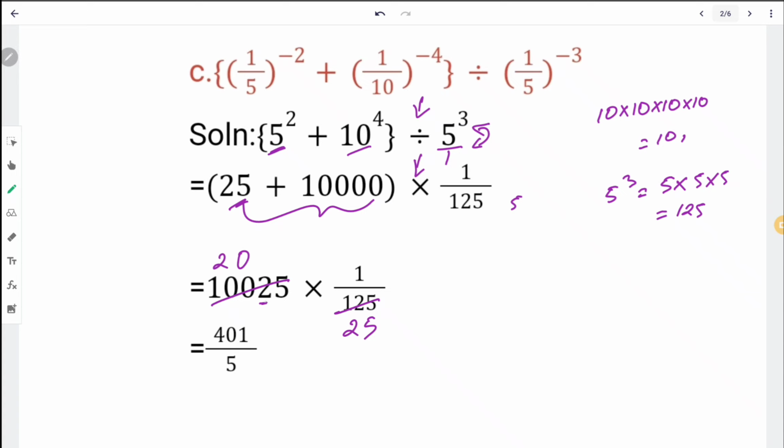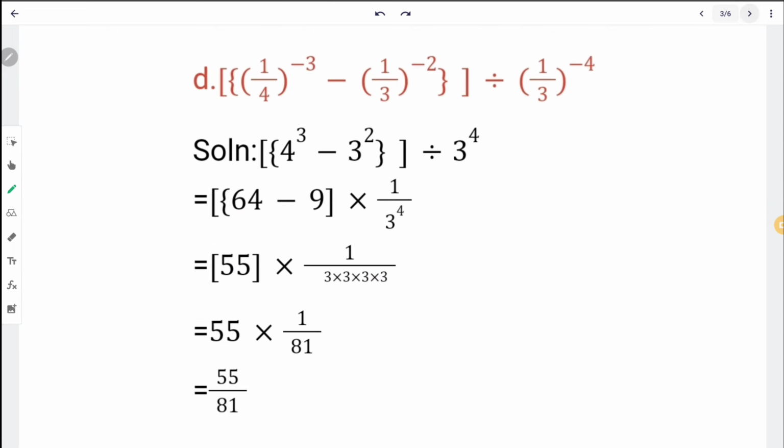Once again, this 2 is too small, so I have to take this too, right? So 0, and then 5 5s are 25. Okay, once more, 5 5s are 25, then 5 4s are 20, this 0 will come, then 5 1s are 5, and then our final answer will be 401 divided by 5.